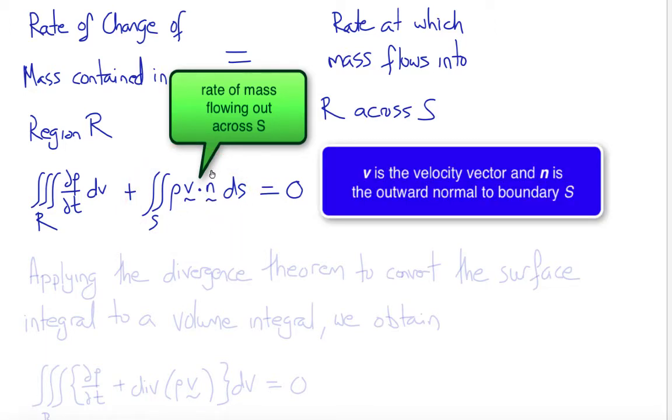So v dot n represents the component of the velocity that is going out across the surface, away from R. And that velocity is convecting mass with it of density rho. So multiplying rho times that component of the velocity gives the rate at which mass is leaving R, which is the negative of the rate at which mass is entering R, and hence it's on the other side.